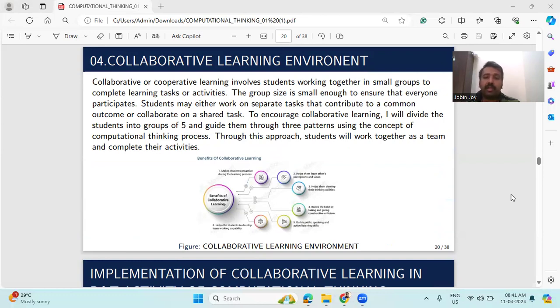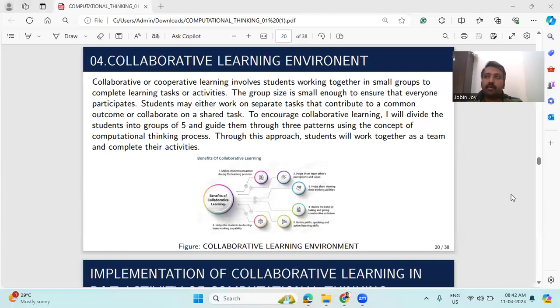To encourage collaborative learning, I will divide the students into groups of 5 and guide them through 3 patterns using the concept of the computational thinking process. Through this approach, students will work together as a team and complete their activities. As I already mentioned, the first 3 activities are common to all.